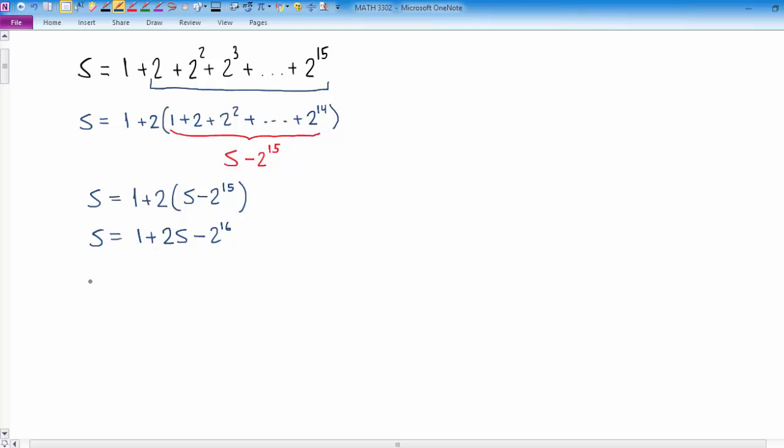Now we move s to one side. 1 minus 2 to the 16th. Factor s, or you can simply combine the two. This is negative s equals 1 minus 2 to the 16th. s is 2 to the 16th minus 1.